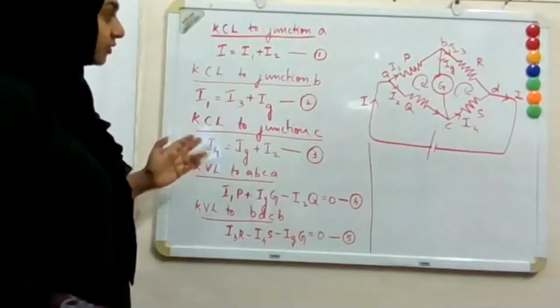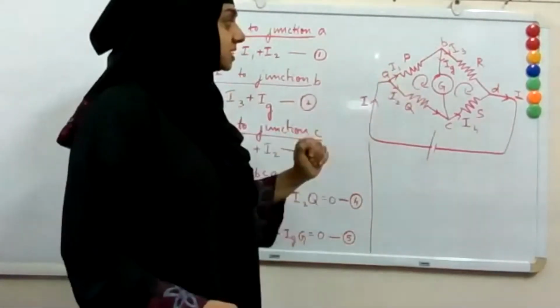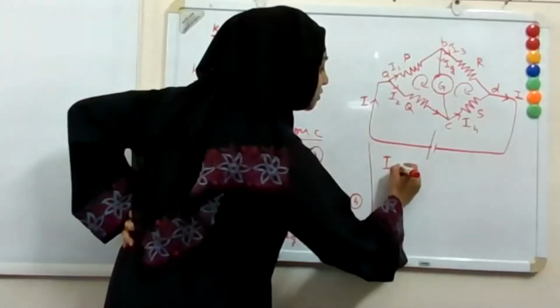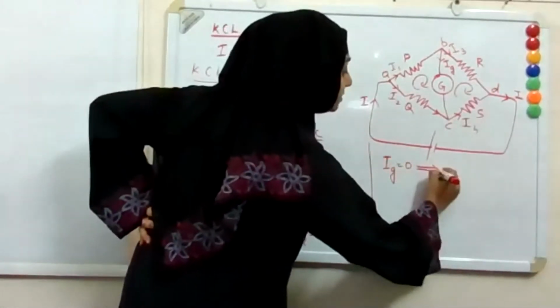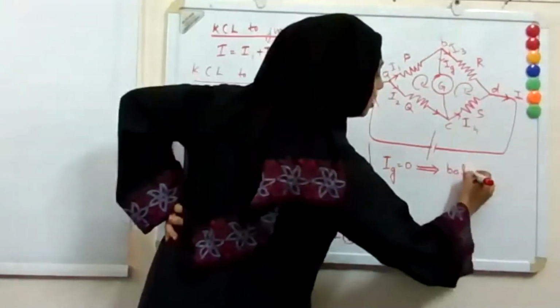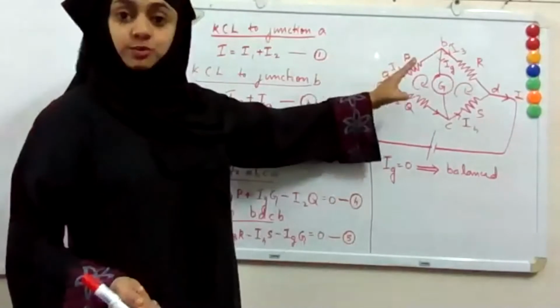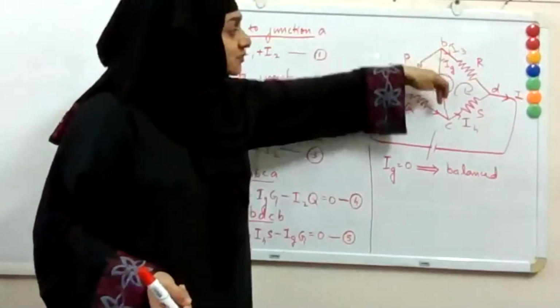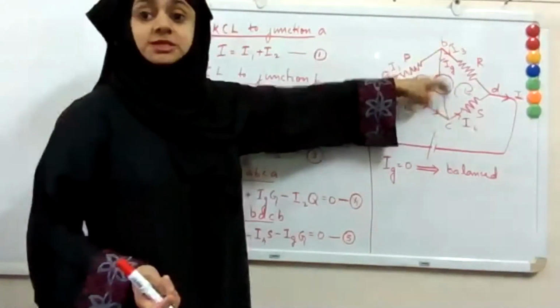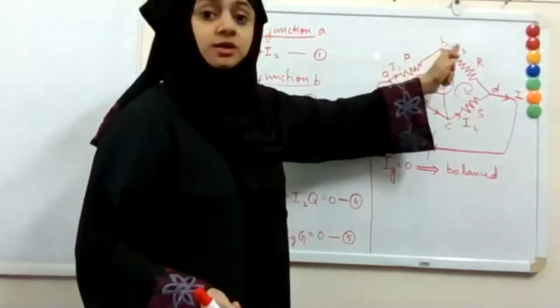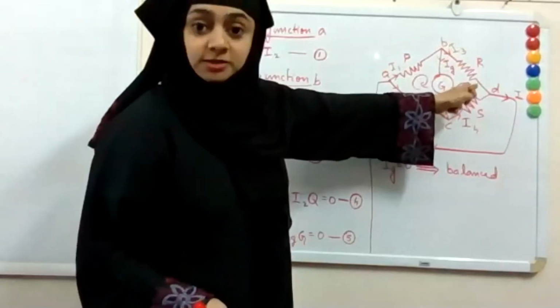Now, suppose we vary the resistance in such a way that the galvanometer current is equal to 0. This is called the balanced condition or the equilibrium condition of the galvanometer, when no current is flowing through the galvanometer. In that case, what will happen? All of this I1 current will flow as I3.